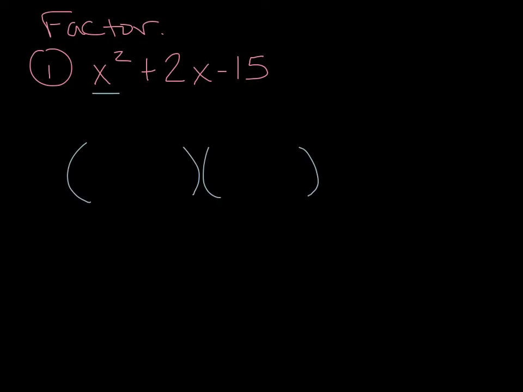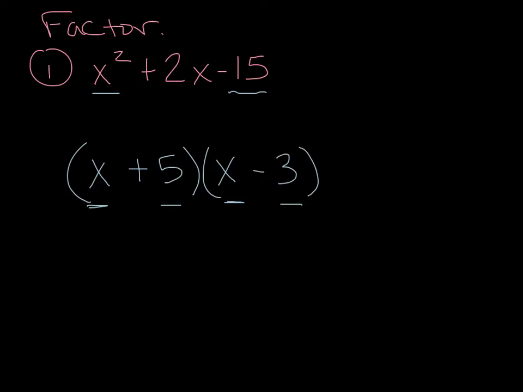So the first thing, this first term is x to the second. I have to multiply these first two terms to get x to the second. So what two things multiply together to get x to the second? X times x. So that part's fine. Now this last part needs to be something that multiplies together to get negative 15. So think of two numbers that would multiply together to get negative 15. Well, positive 5 and negative 3.